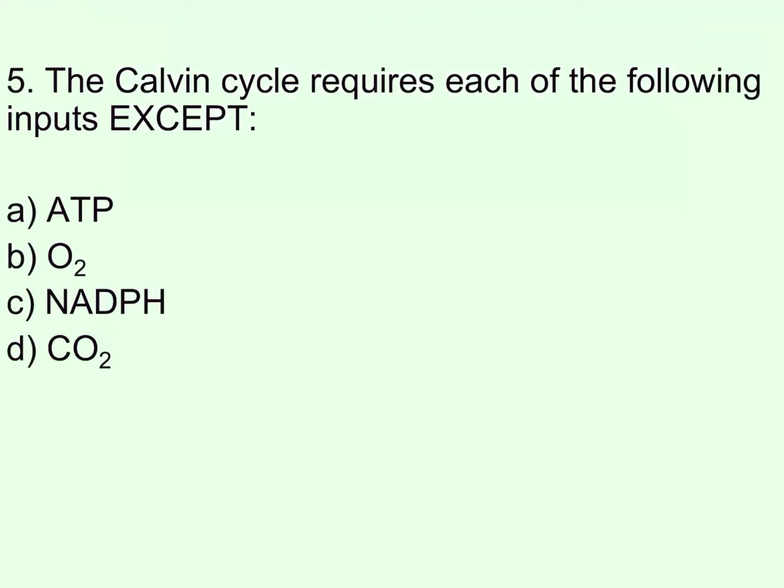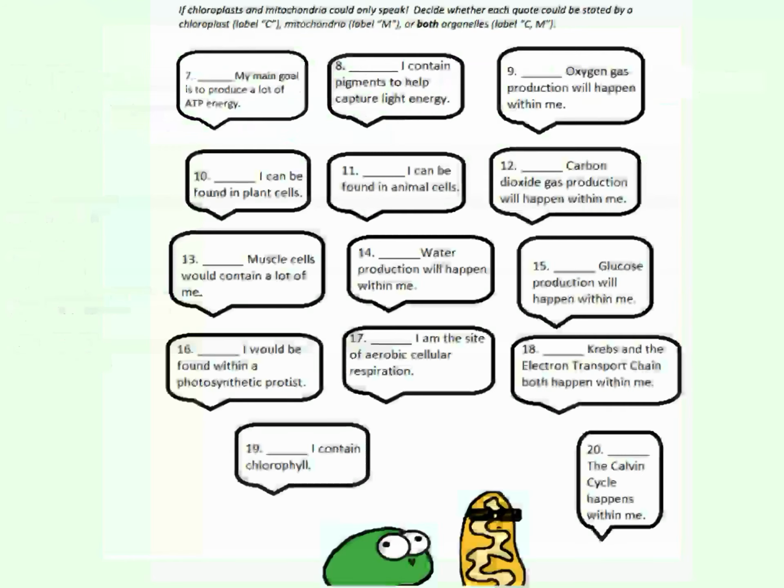All right. So the Calvin cycle requires each of the following inputs except, all right, hopefully you came up with letter B, oxygen. Oxygen is not used in the Calvin cycle. It's a waste product. And then this is just a little exercise that I can go through with you. We're going to put C for chloroplast and M for mitochondria, or B for both chloroplasts and mitochondria. So let's look at number 7. The main goal is to produce a lot of ATP energy. This would be the mitochondria, right?